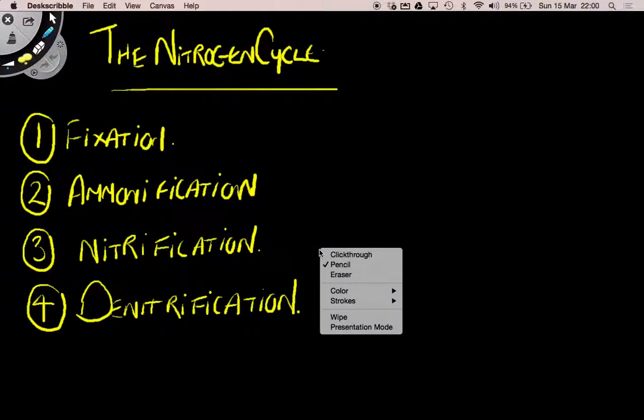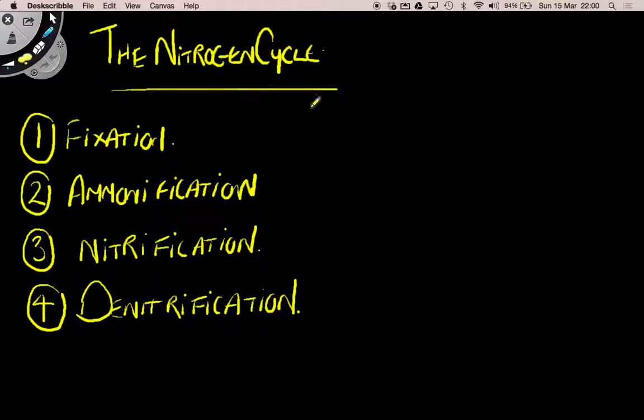Okay, we're going to take a quick look at the nitrogen cycle here. First things first, I need you to have an understanding of what the nitrogen cycle is and the four processes which contribute to the nitrogen cycle. Key thing to think about as well is that nitrogen is, as we know, hopefully, 78% of the atmosphere around us, and it exists in the form of N2, nitrogen gas.